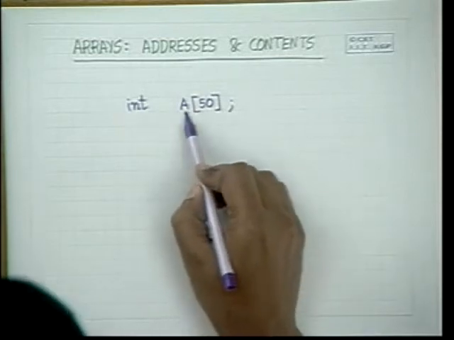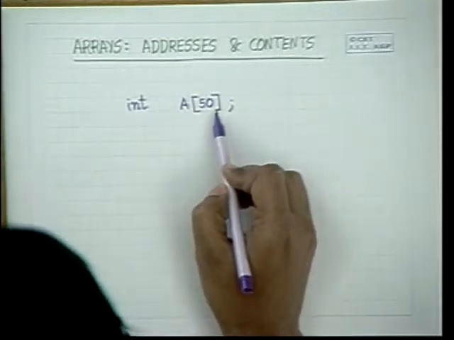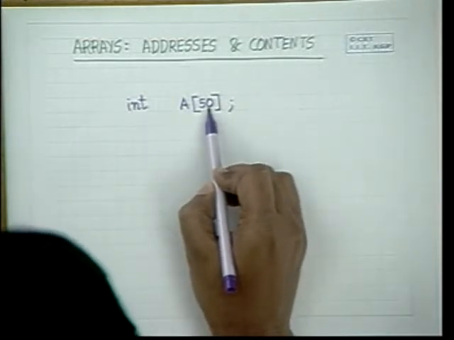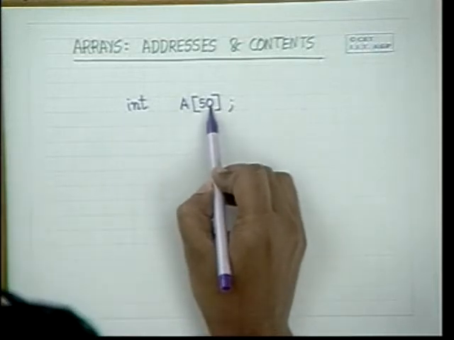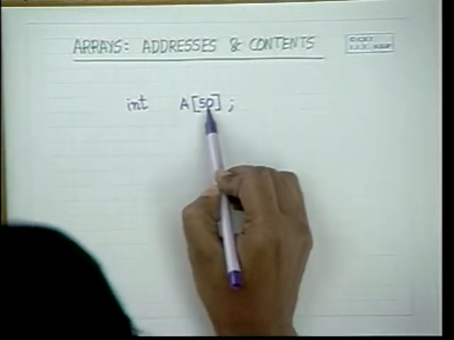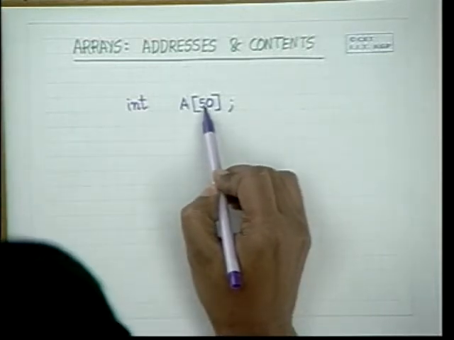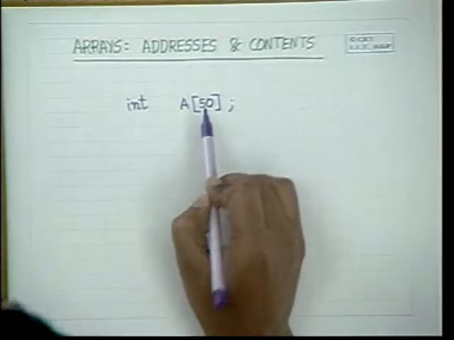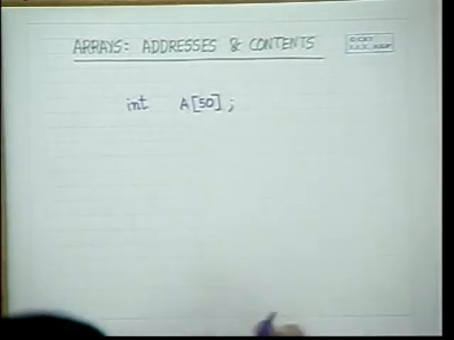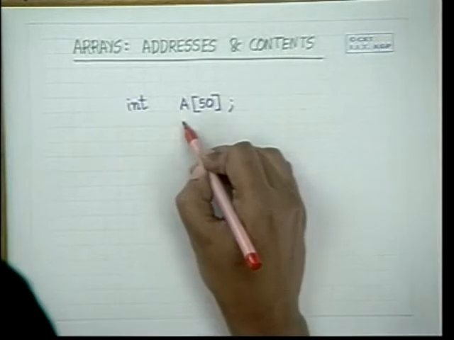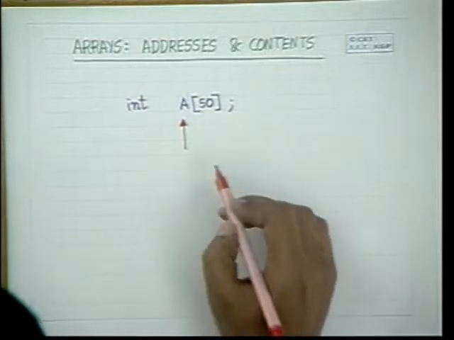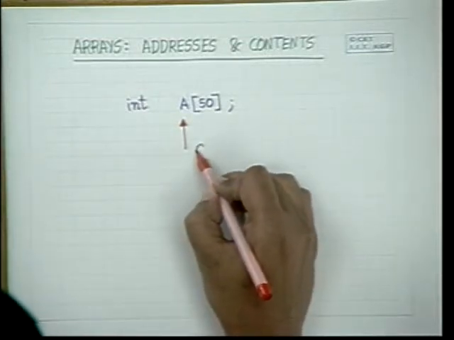When you write int A[50], it means that A[i], the content, is of type integer. The content of A[i] is an integer. Please understand this very carefully. The contents of A[0] to A[49] are all integers. This A is the array name and can be used in various capacities.